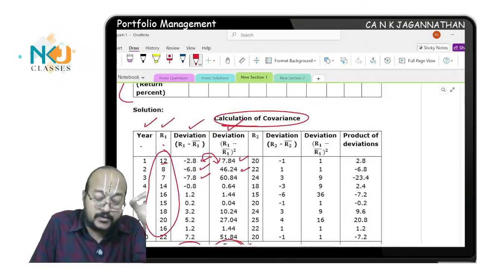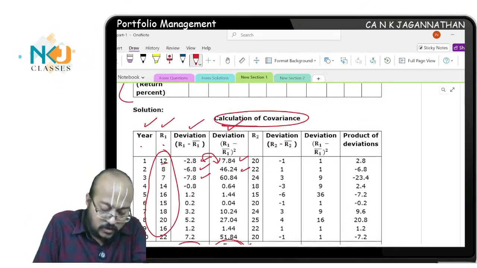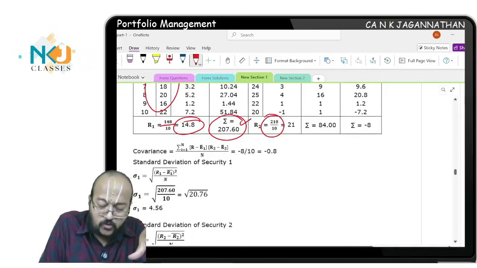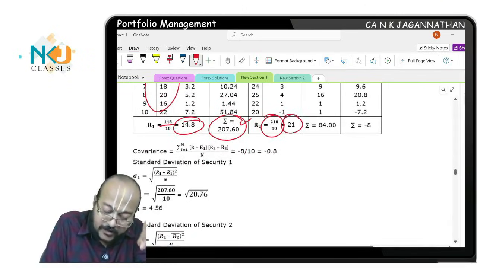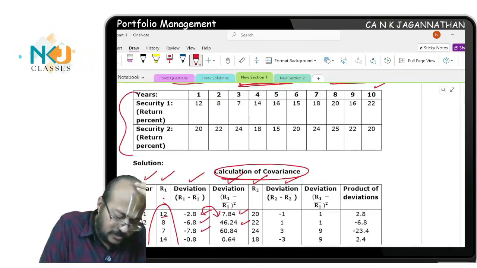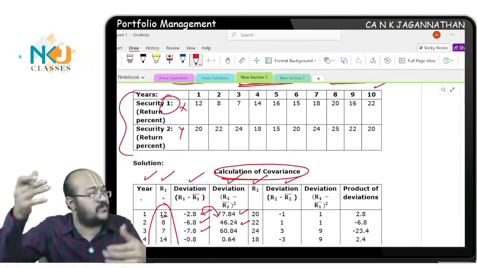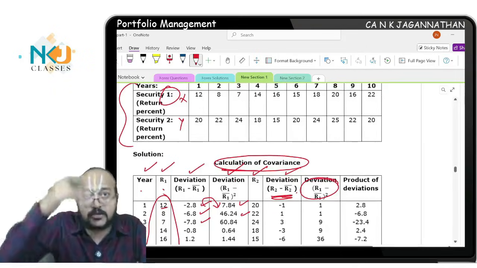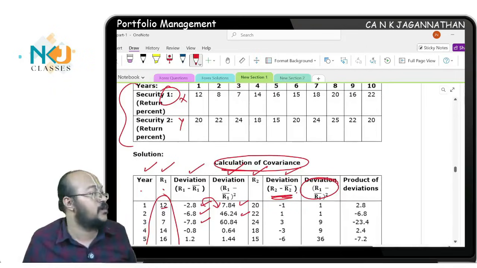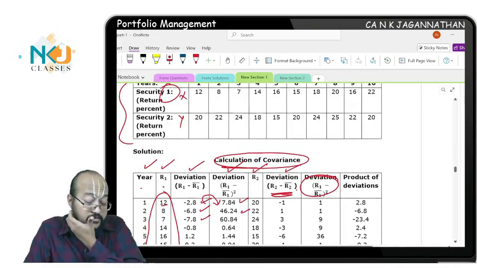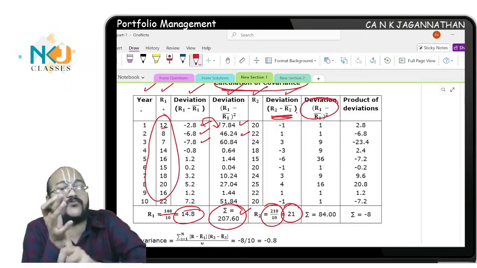Are you all understanding? Same way, this is for return 2, R2 deviation, R2 minus R2 bar. R2 bar you will find out from the total of 210 divided by n, which means the return of security Y bar. Here security 1 and 2 are given. If it is X and Y, same thing, X minus X bar, and Y minus Y bar, the whole square, square it up. All these are the same. Till now everything is the same, to find the risk of the portfolio. Now what is the change for finding covariance?